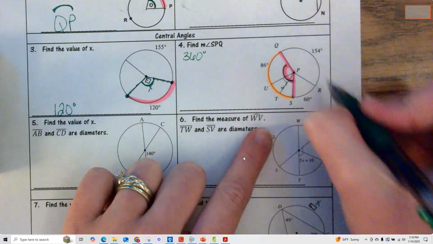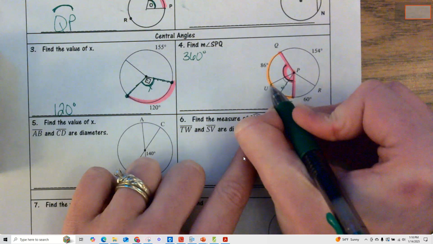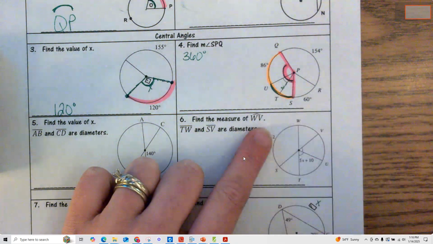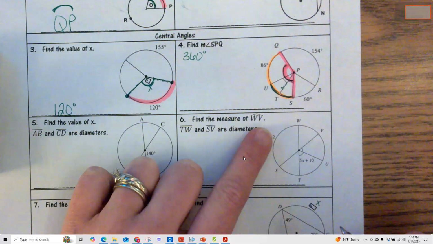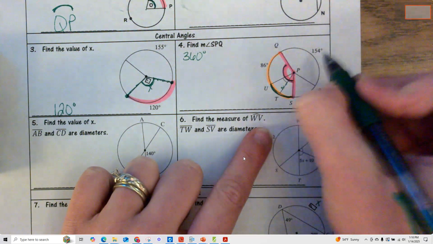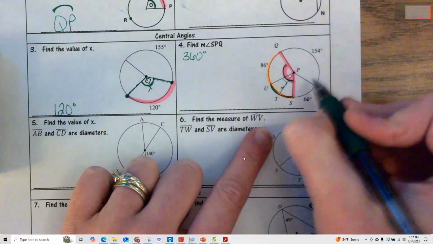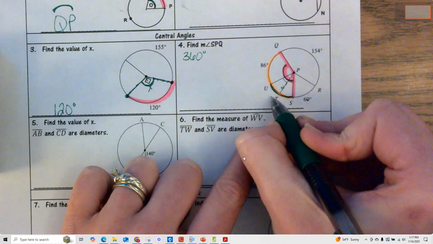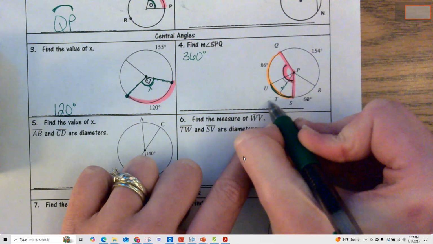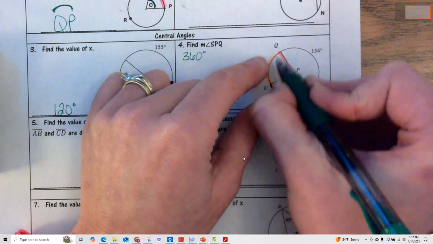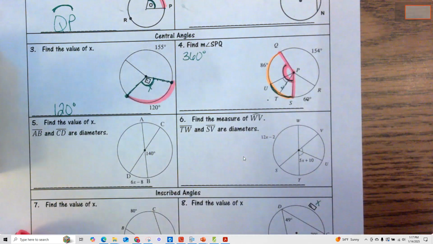If I know all of the pieces except from here to here, from U to S, how would I find that distance from U to S? Take the 3 arc measurements, add them up and subtract it from 360, and that's going to give you this arc measurement. These two pieces put together make the full arc. Okay?